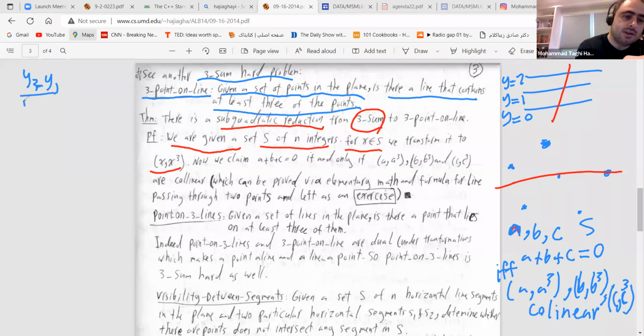So y3 minus y1 over y2 minus y1 is equal to, here, x3 minus x1 over x2 minus x1. Now, these are the three points that we have. Let's just put the formula there.